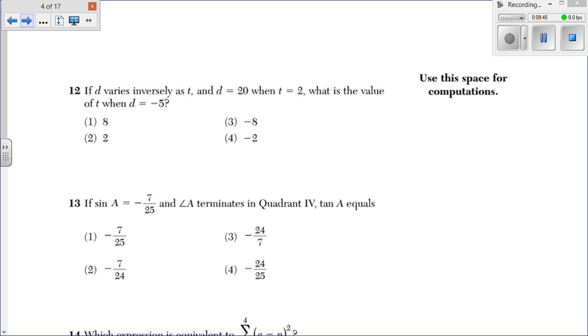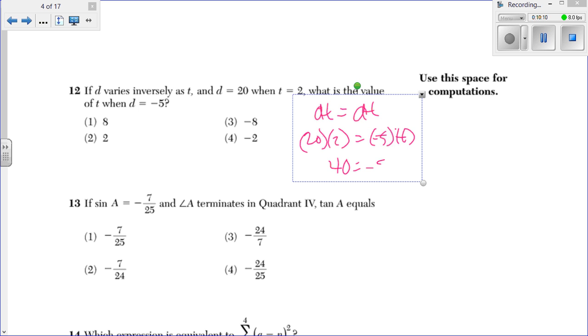All right, for number 12, if d varies inversely as t and d equals 20 when t equals 2, what is the value of t when d equals negative 5? So it is d t equals d t. So I have 20 times 2 equals negative 5 times t. So 40 equals negative 5t. So t is equal to negative 8. And that is choice 3.